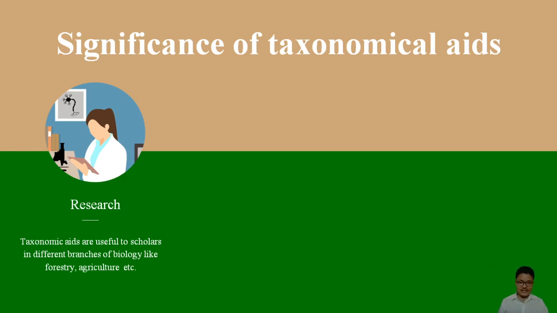do proper research. Suppose we find a new species, then we have to refer to previous knowledge or taxonomical categories or different taxonomical aids. Without them, we can't do proper research.